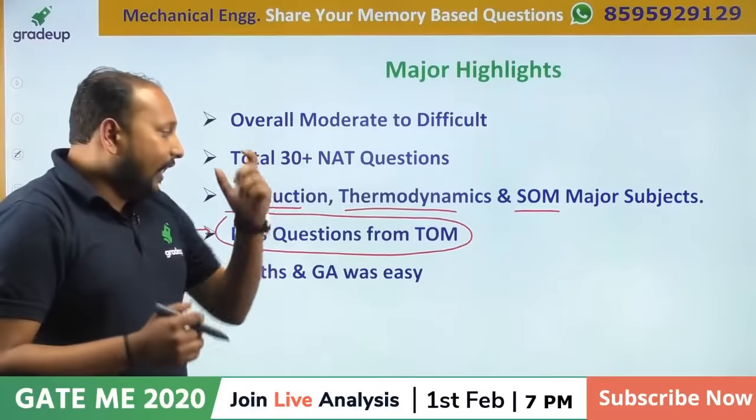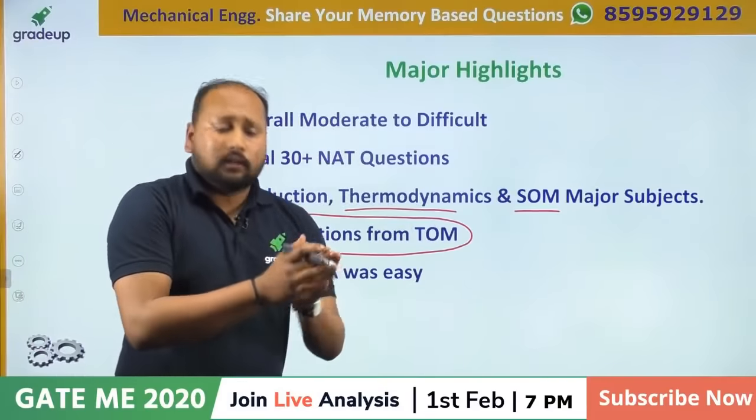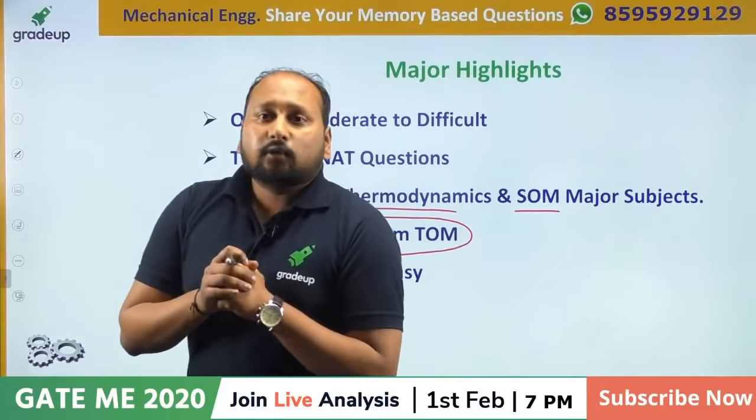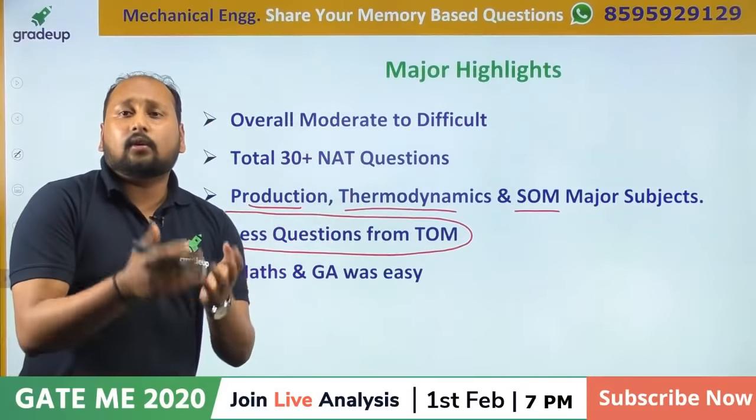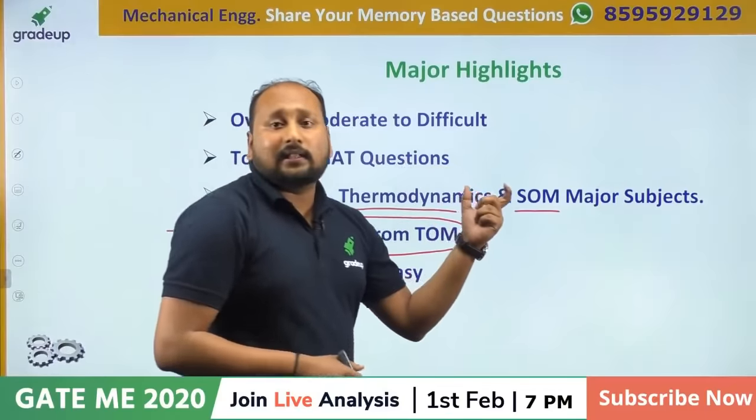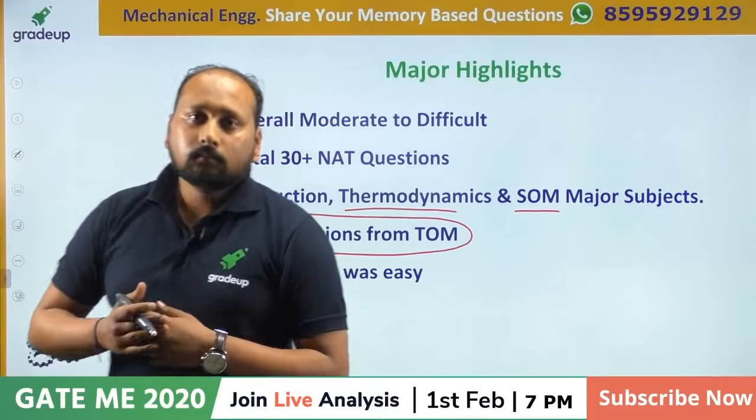And a very important thing is that maths and GA were again easy for this session. All 2 marks questions were NAT. Yes, definitely, if 30 plus of the questions were NAT, then all the 2 marks questions were NAT type. So a very large weightage, more than 60% of the questions, are NAT. We can see this.